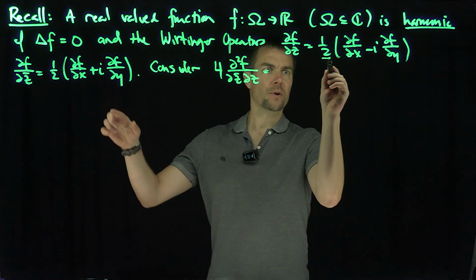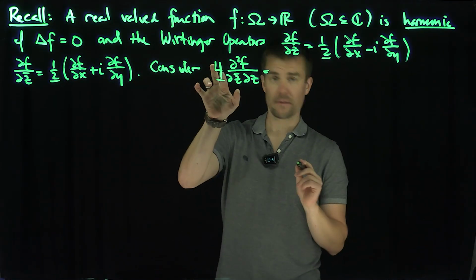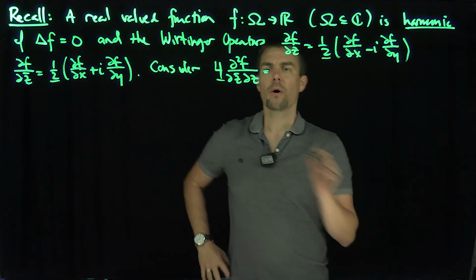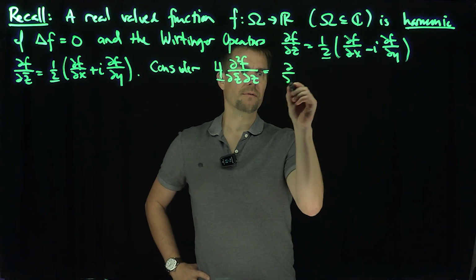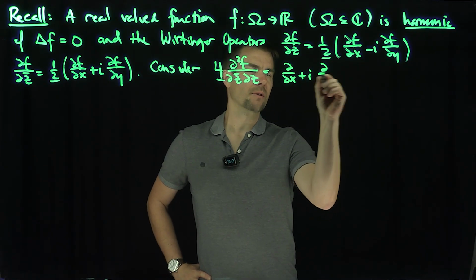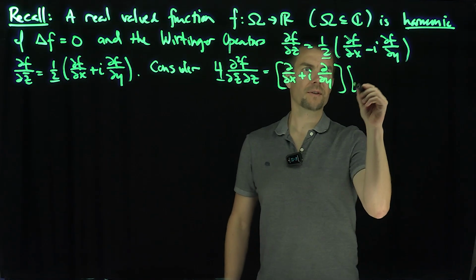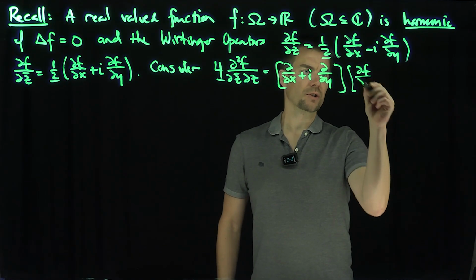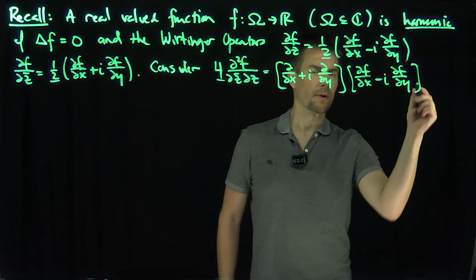So it's going to be what? Of course, I'm going to take this 1/2 over here and this 1/2 over here, and the 4 will cancel both those out. Now, what we really have is the z bar derivative. So I have to do an x derivative plus i times a y derivative of this thing over here, of partial f partial x minus i partial f partial y.